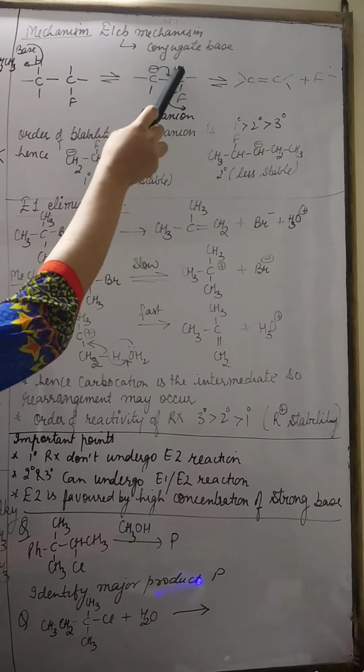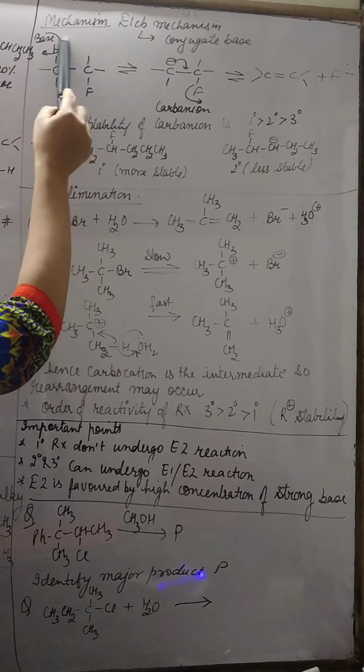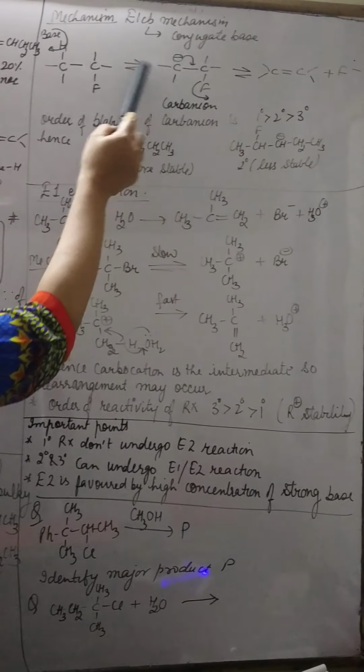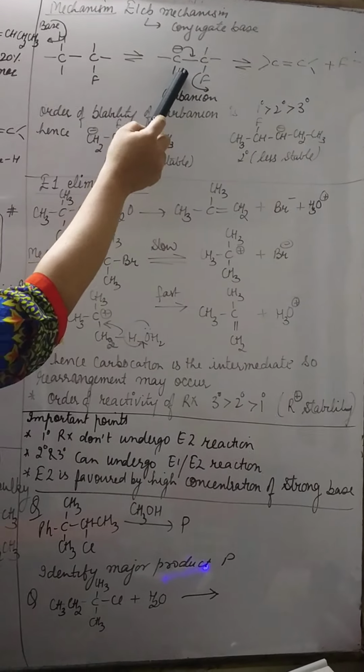Right. Because in this the carbanion is the intermediate, this is the conjugate base of the substrate. As we have studied in the chapter Equilibrium of class 11th, conjugate base and acid differ by a proton. So this and this differ in this proton. So this is the conjugate base of the substrate. Hence this mechanism is called E1cB, where cB stands for conjugate base.